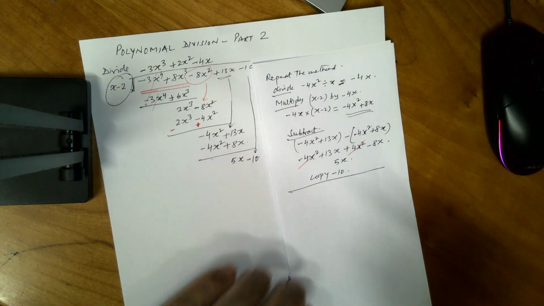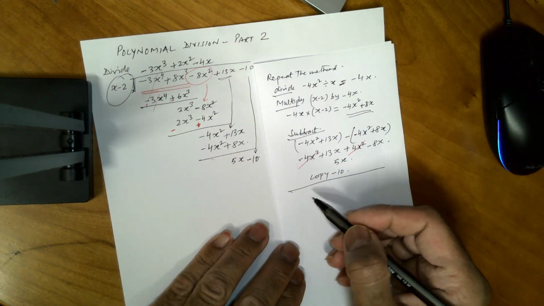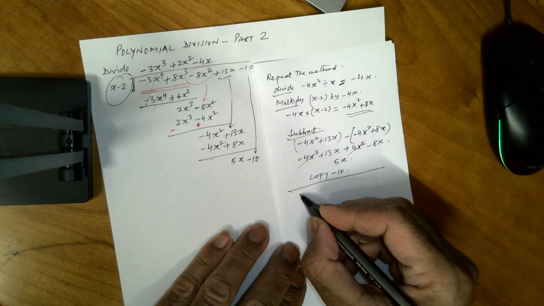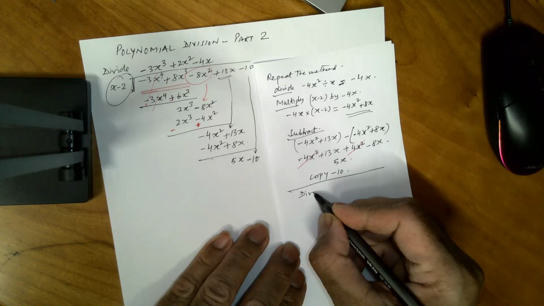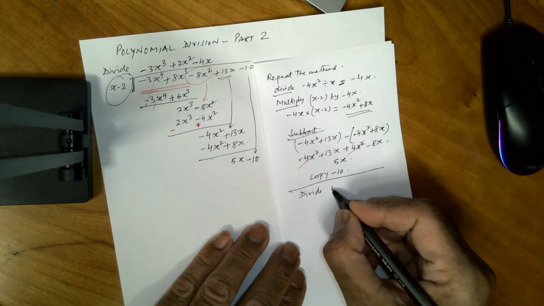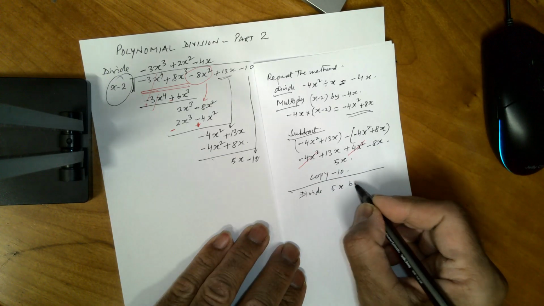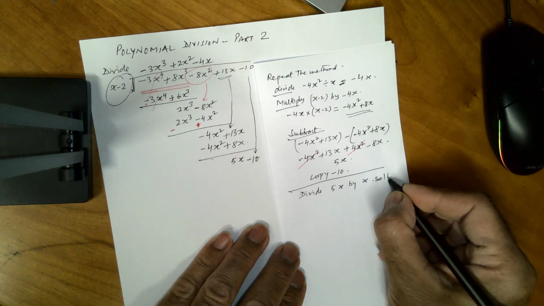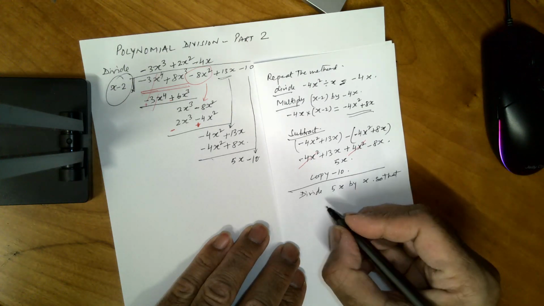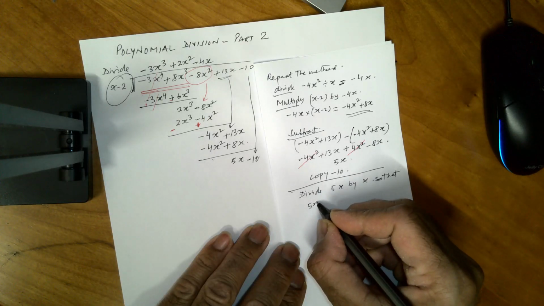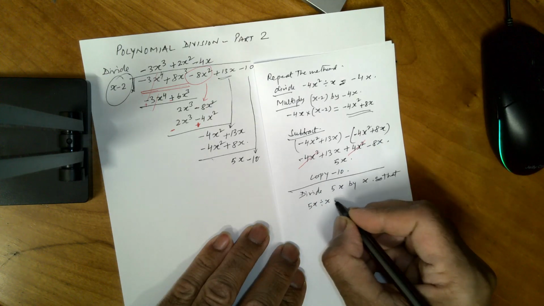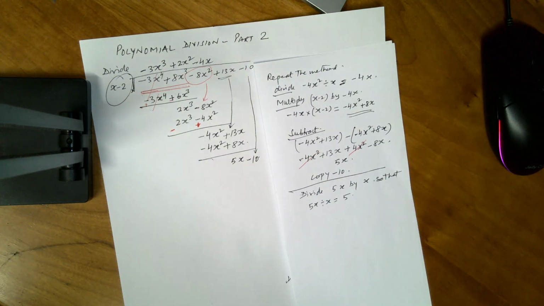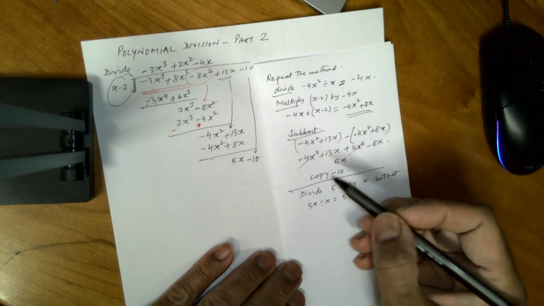Right, so repeat the method. Again, same thing, divide 5x here. Now you have 5x by x. So write down here again for you. Divide 5x by x. Okay. So that 5x divided by x will give you 5. Okay.